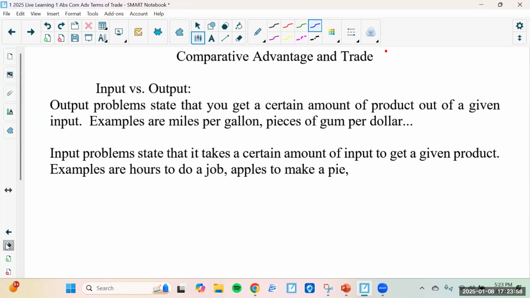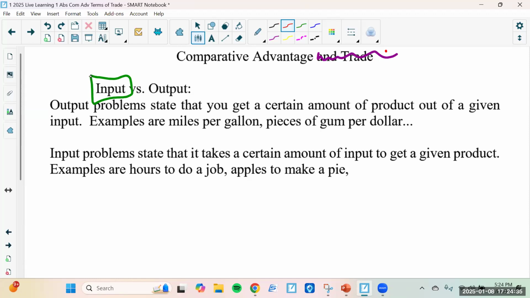When you get a comparative advantage question, we'll come back to trade in a little bit. If you do a comparative advantage question, the first thing you've got to figure out is whether this is what we call an input problem or an output problem. An input is what goes into the production process. It can be hours, it can be units of factory, it can be units of capital, it can be labor hours, things like that. I'll give you more examples in a second.